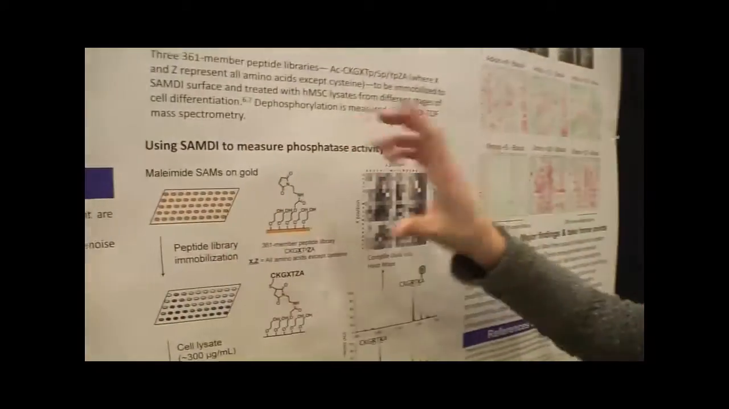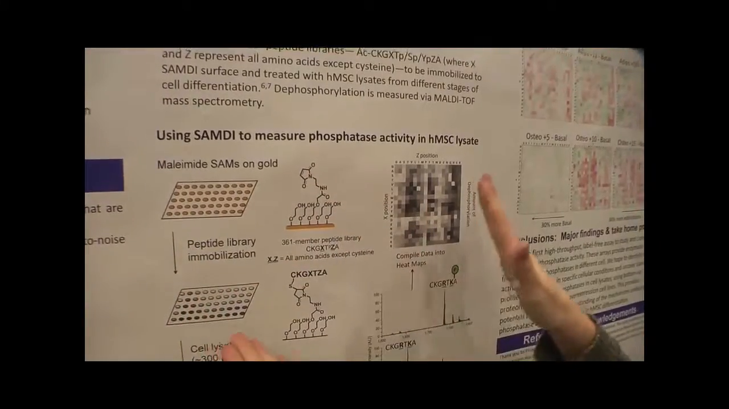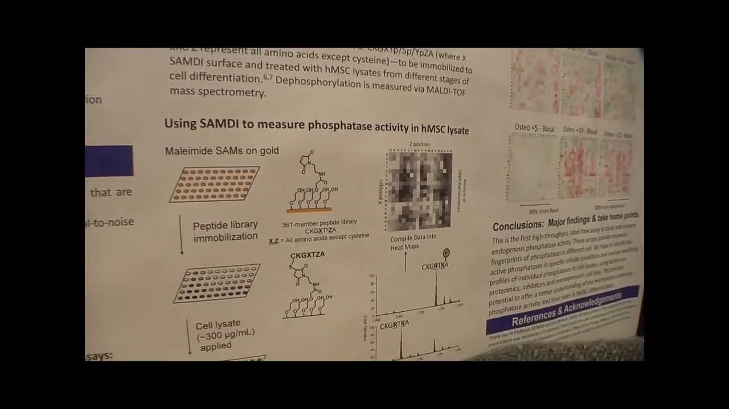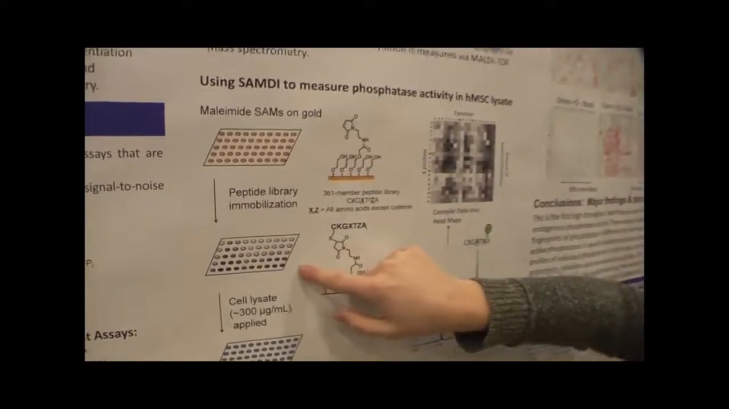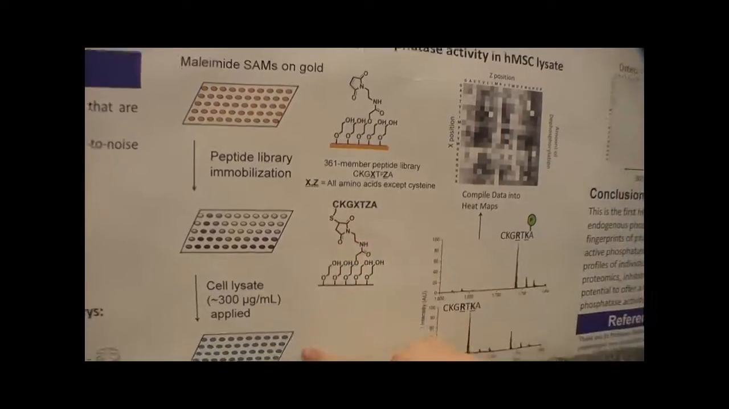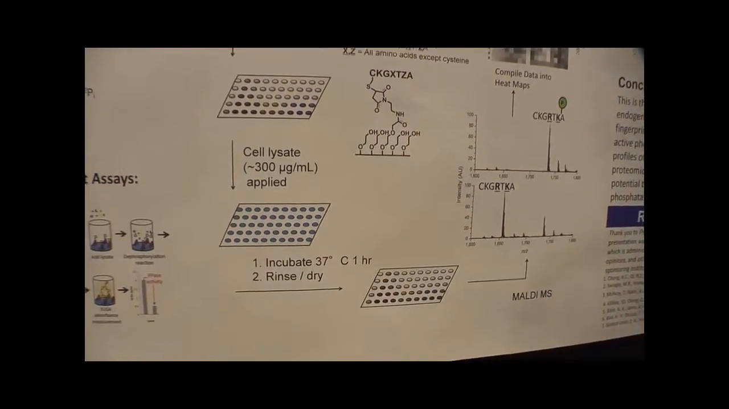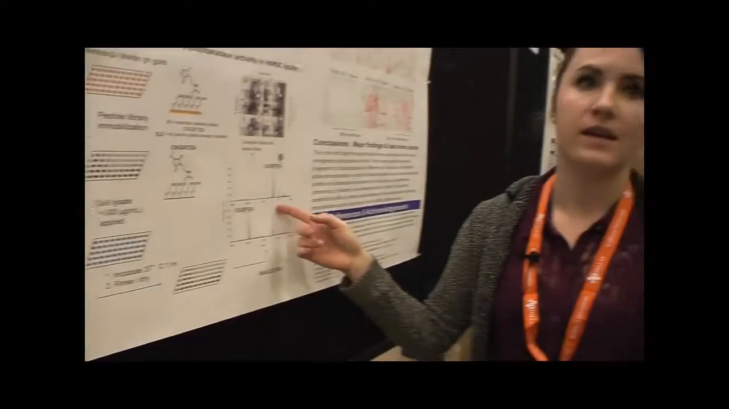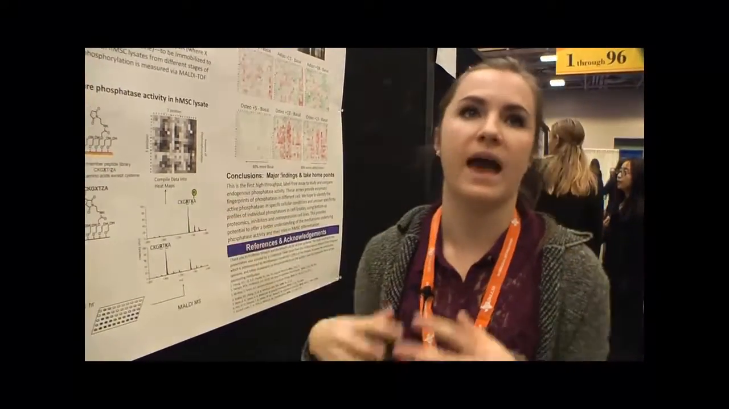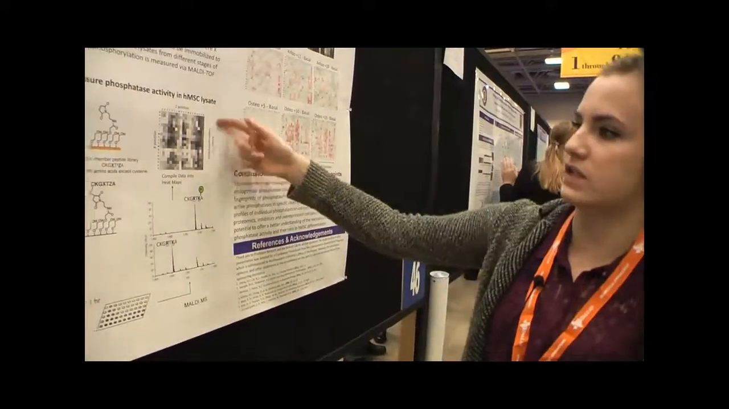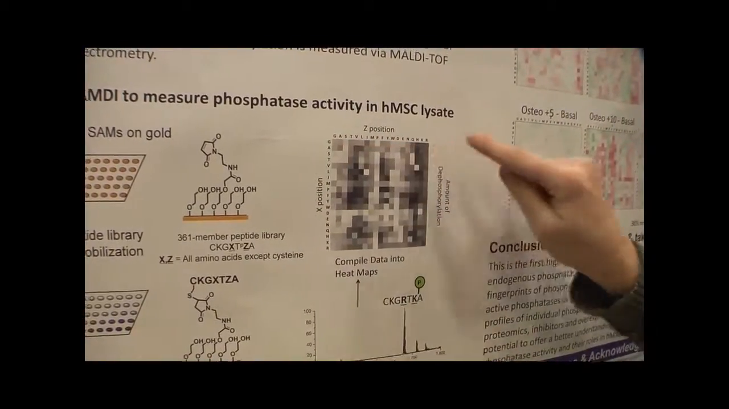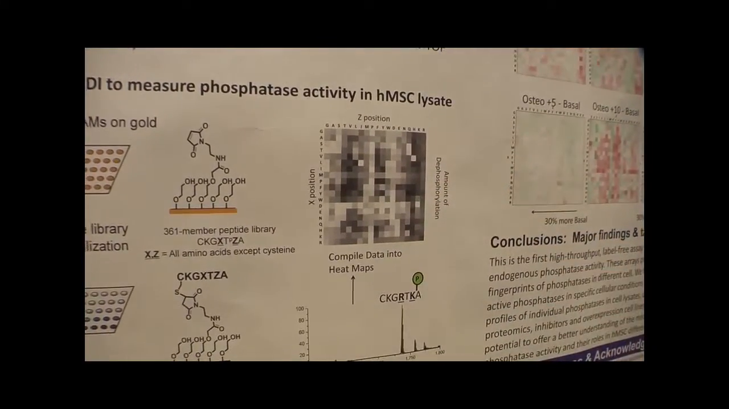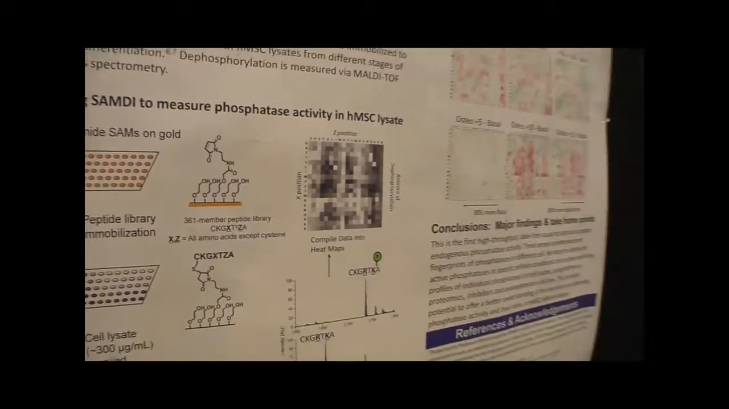So for us, we took our steel gold plate, we put gold on it in 361 spots, then we put our monolayer on it. We then immobilized our different peptides on it, and then all we had to do was add the cell lysate, rinse, dry, and then put it into the machine. And that would show us the activity of the phosphatases, which we then converted to this map so we could visualize all the phosphatases together. Each one of these represents a different peptide that the phosphatase could act on.